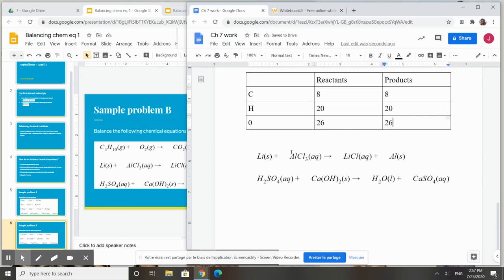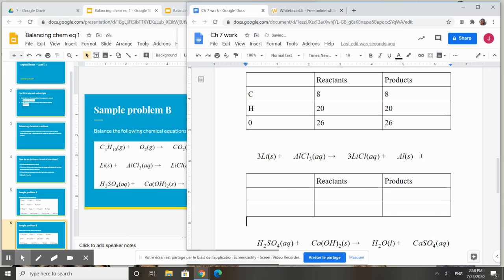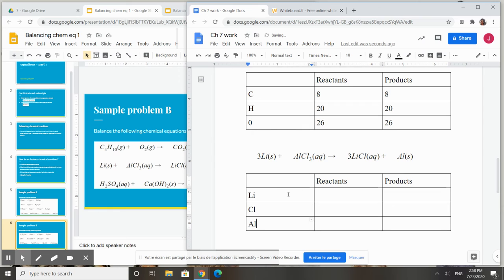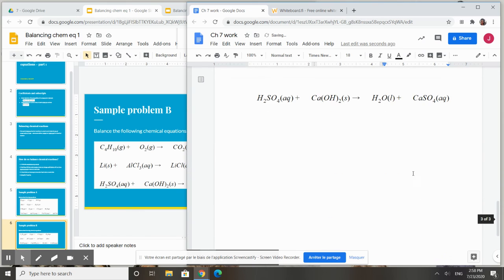Now for my next one, I'm going to look at AlCl3 because it just looks like the most complicated one. My aluminums look good, but my chlorines are not, so I have to put a 3 in front here. Now my lithiums need to be balanced, so I put a 3 there. Got 3 lithiums on my left, 3 on my right, 3 chlorines on my left, 3 on my right, 1 aluminum on my left, 1 aluminum on my right. And then the last one.